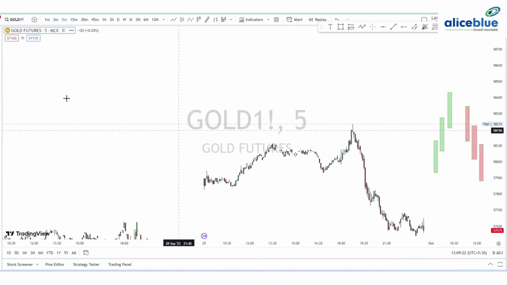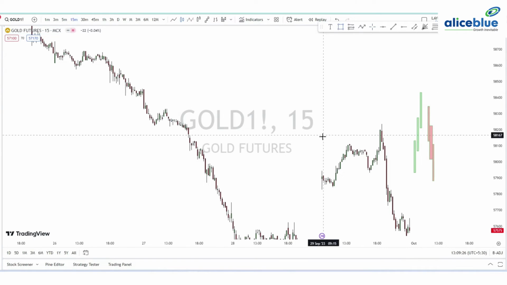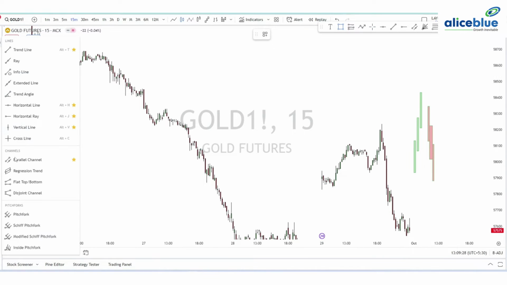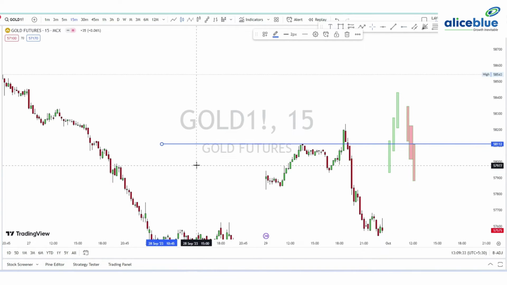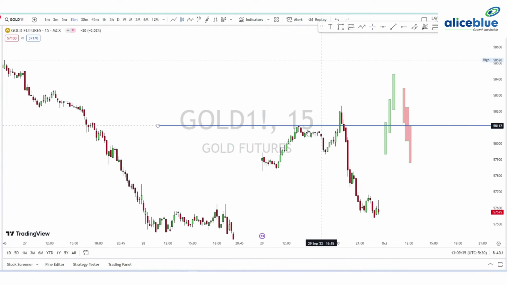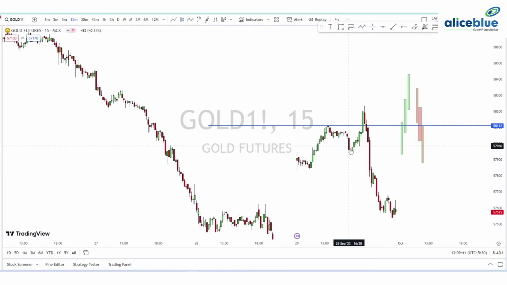Here you can see it's a clear resistance in a 15 minutes time frame. We can expect the market will get rejection from this 15 minutes time frame, because previously the market has given a proper trend changing confirmation over there.